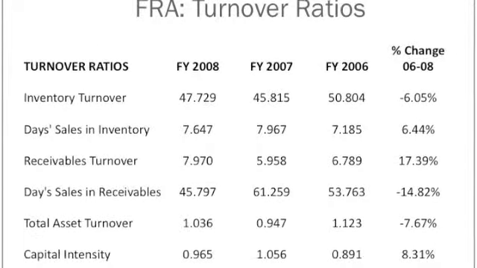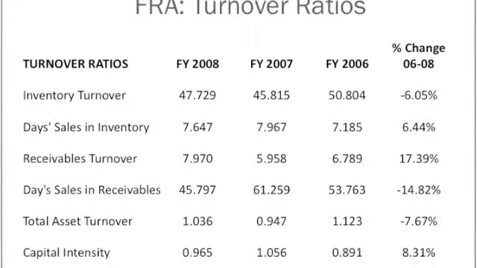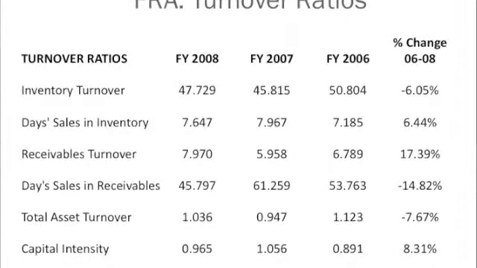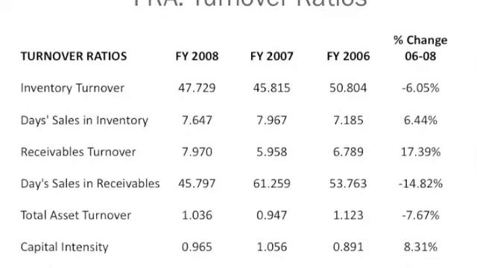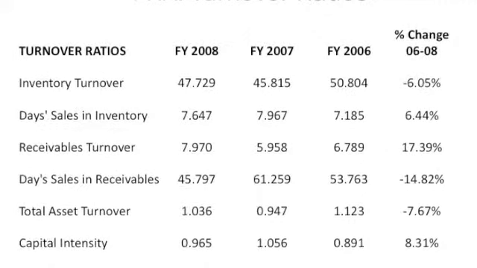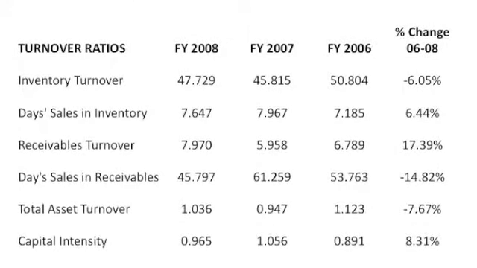Now we look at Apple's turnover ratios. Day sales in inventory is 7.6, indicating that it takes, on average, approximately 7.6 days for an item to be sold. Days sales in receivable has decreased by 15% over the 3 years, indicating that Apple has established a strong collections policy.